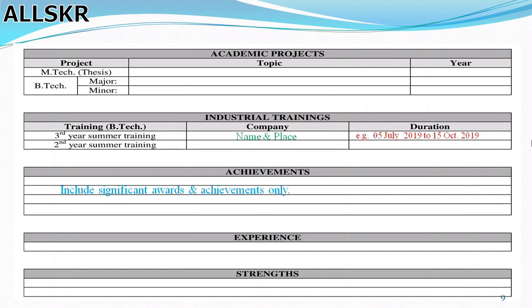Include only significant awards and achievements, and quantify them with award title, recognition level and date. Only use this format to write down your achievements, and write down significant achievements only. If you don't have any experience, then you can ignore this section, and if you have some experience, then you can list it in reverse chronological order.